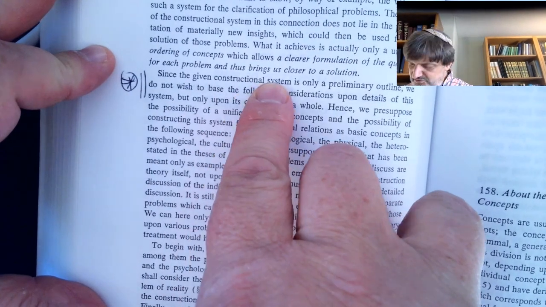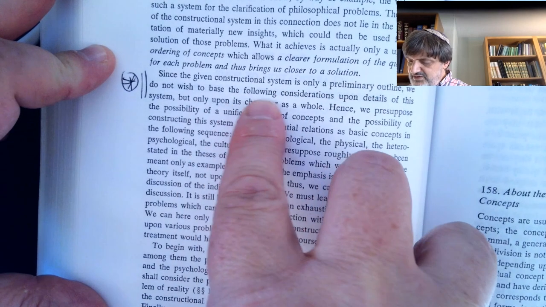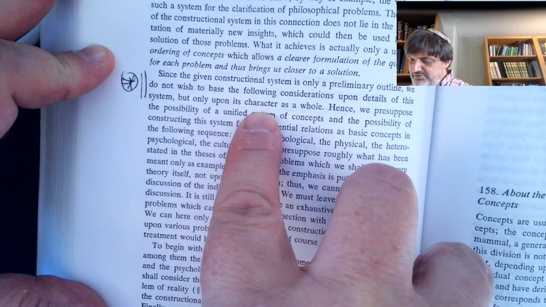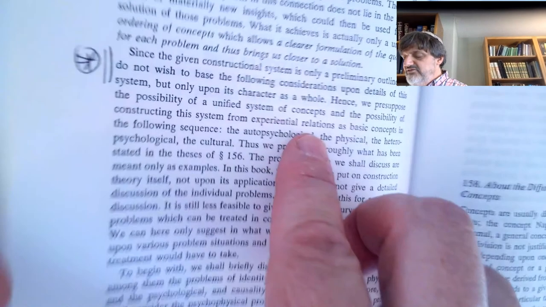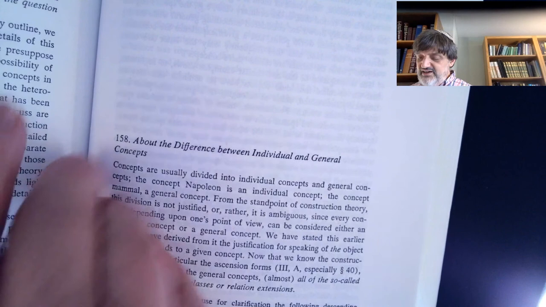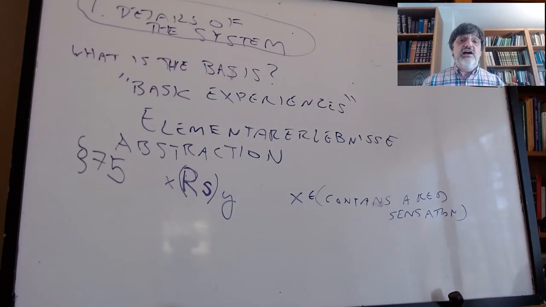Since the given constructional system is only a preliminary outline, we do not wish to base the following considerations upon details of this system, but only upon its character as a whole. Right, so the following considerations are all the philosophical morals of the book, right? Some problems of essence, the whole part where he starts talking about how everything he's done limits philosophy and rules out metaphysics.